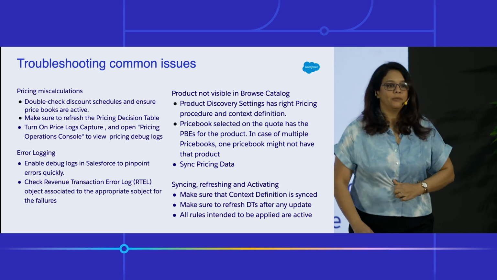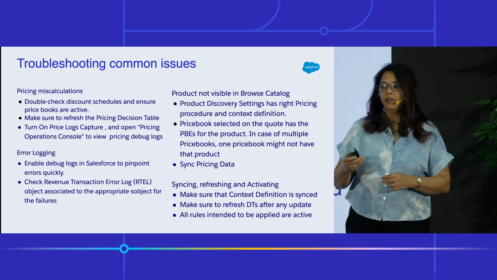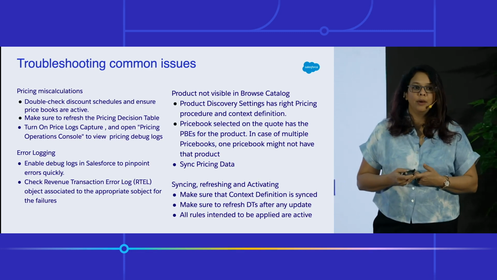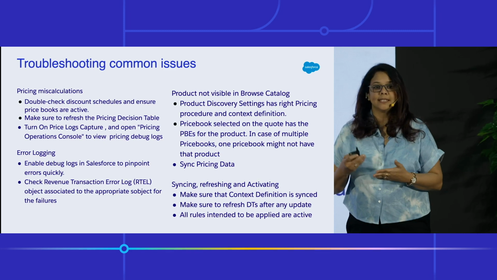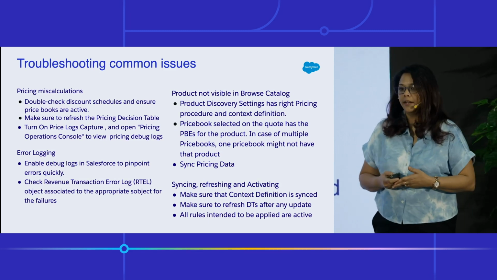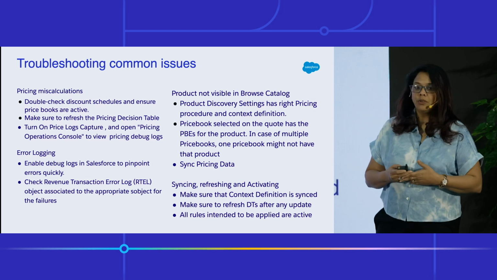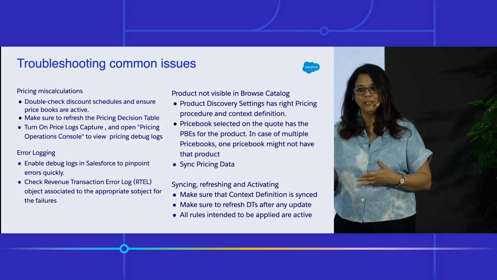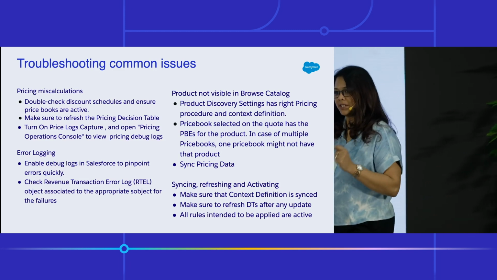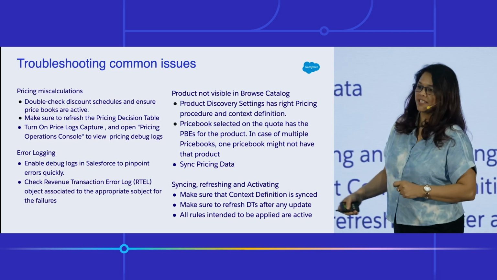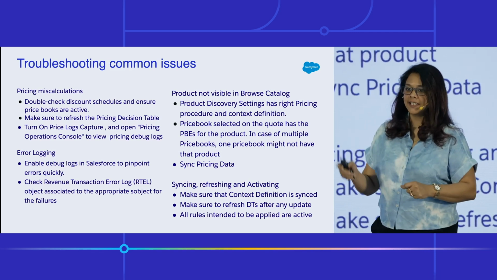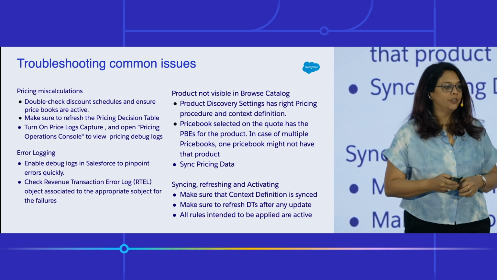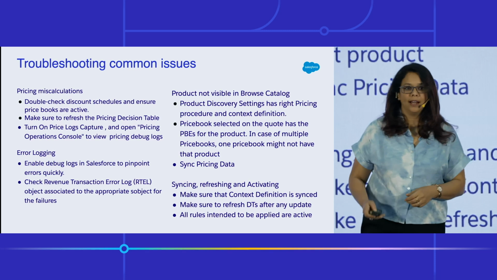If the product is not visible when you are browsing the catalog, just check the product discovery settings. Make sure that the price book is set on that particular product, and sync pricing data. There is a lot of syncing, refreshing, and activating which is involved. Please follow the implementation guides and make sure that those are synced, resynced. Make sure context definition is synced and it's extended, not cloned. And make sure that all rules that you intended to put are all active, right?